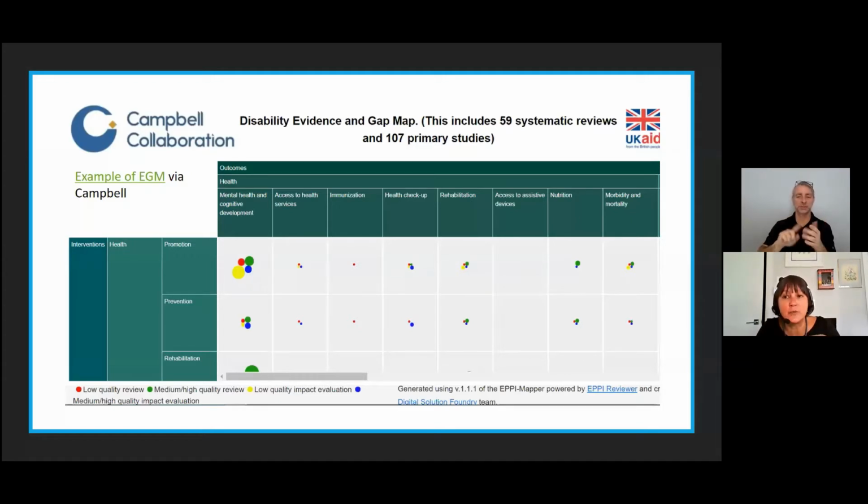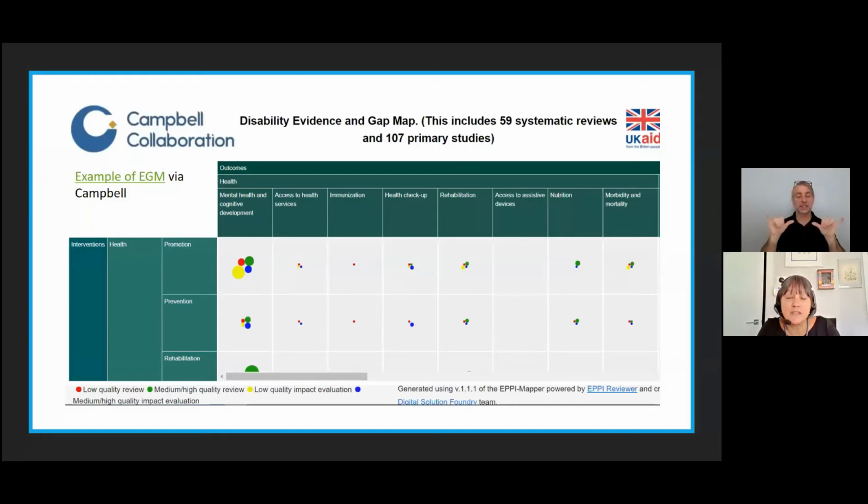You can see that the rows of this evidence gap map are different interventions. The rows I have shown you here are interventions focused on health promotion, prevention, and rehabilitation. And the columns are outcomes, also related to health. If you look at the upper left cell, we're looking at interventions that are aimed at promotion of health and that are measuring mental health and cognitive development. Within that cell, we see a bunch of bubbles, and those bubbles indicate the size of the evidence base.